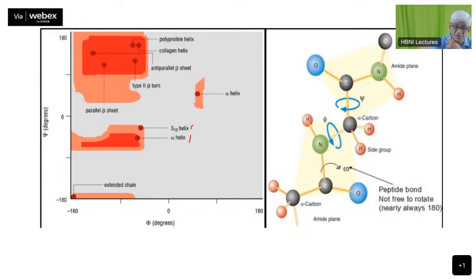And the collagen helix, this is the triple helix actually, and those also fall in this area, all of these. And the type 2 beta turn is here. The parallel beta sheet has this combination of torsion angles. The antiparallel beta sheet has this combination of torsion angles. Okay, and the polyproline helix, therefore you can see, depending upon the combinations of phi and psi, you have different kinds of beta sheets also formed.